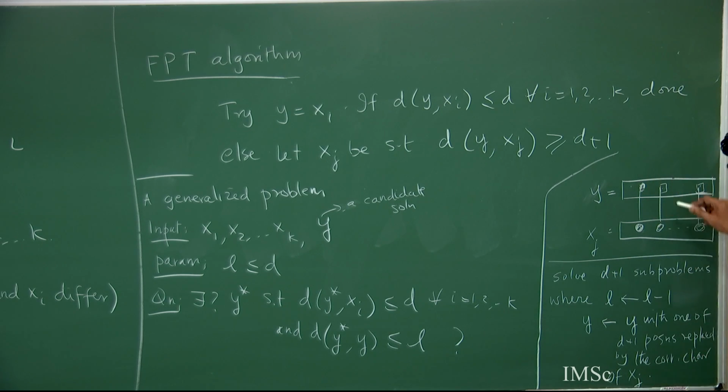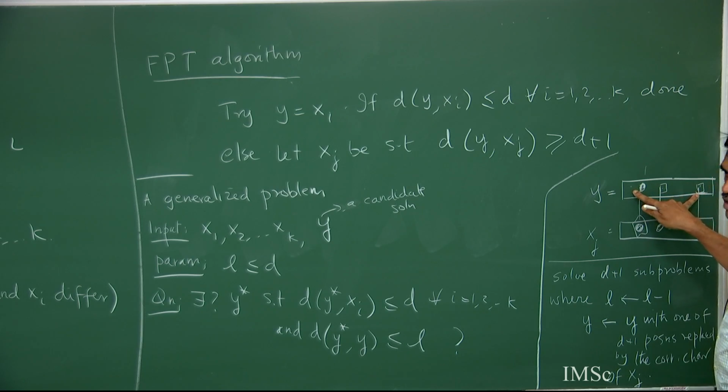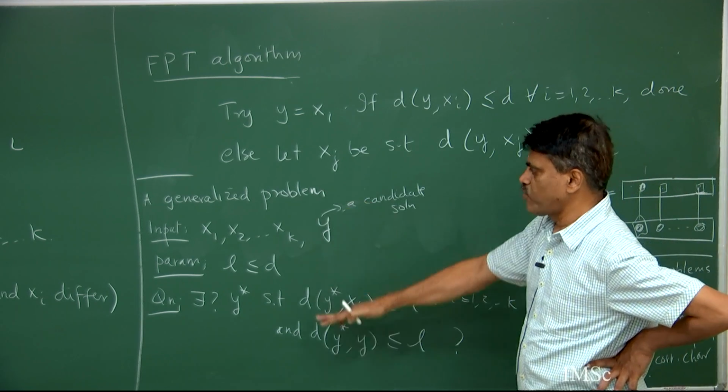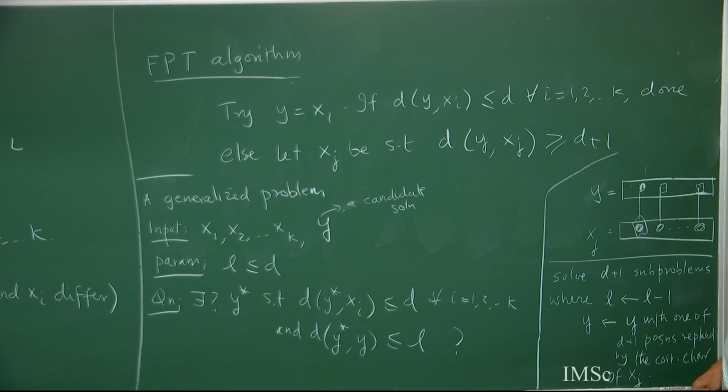So, what I am saying is I will take this, replace it by this character, and I get a y, go here, solve that problem. Now, L I am going to change to L minus 1. That means the solution I am after should be of difference L minus 1 from this new string. And so on. In the other subproblem I am going to replace this by the corresponding character and look for L minus 1, and continue this.